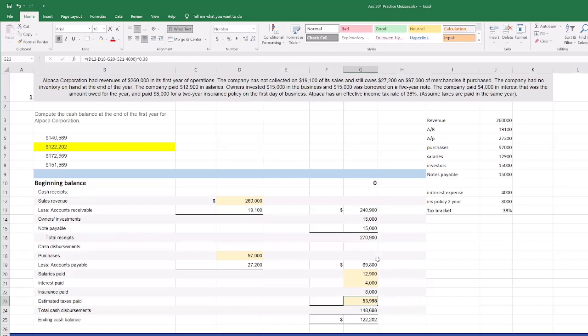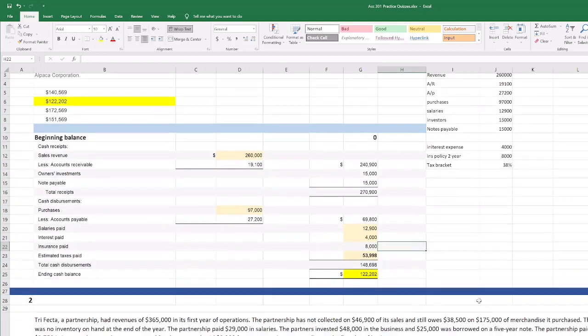So when I take all my cash disbursements, what I paid in purchases, plus salaries, plus interest, plus all the insurance, because we're talking cash out the door, not what we expensed this year, plus estimated taxes, total cash disbursements is $148,698, and the ending cash balance is $122,202. So that is the answer the problem is looking for. So I will highlight that in yellow.